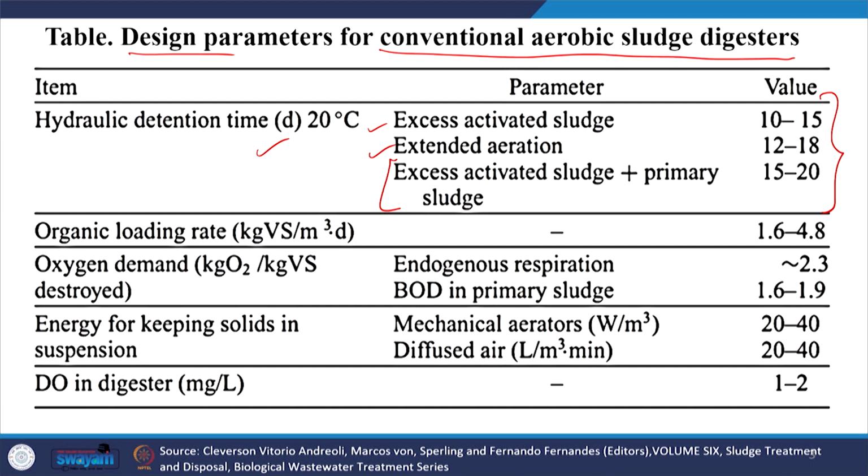So, this is the tentative detention time that we have to use in the design of conventional aerobic sludge digesters. Also, the organic loading may be in the range of 1.6 to 4.8 kg VS per meter cube per day. Then the oxygen demand incurred is roughly in kg oxygen per kg VS destroyed, depending upon the loading, and on whether endogenous respiration takes place or BOD in the primary sludge. Roughly we can take 2 to 2.5 kg oxygen per kg VS destroyed.